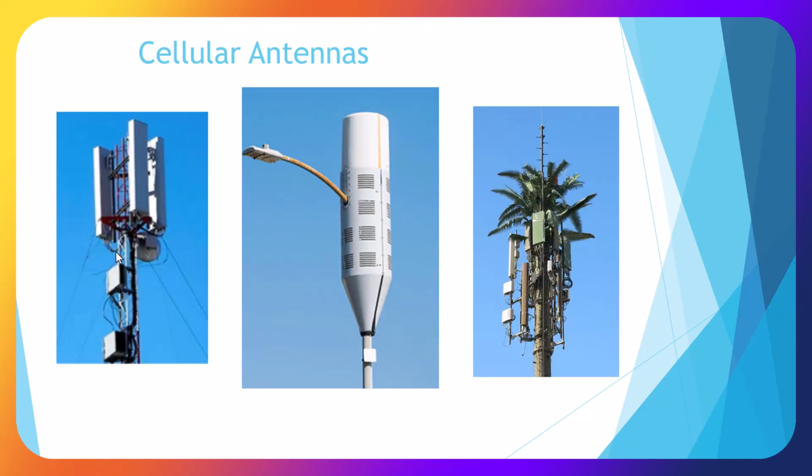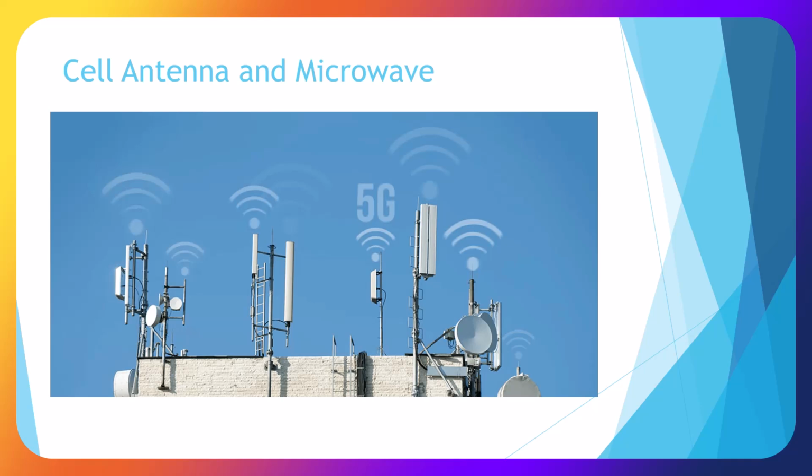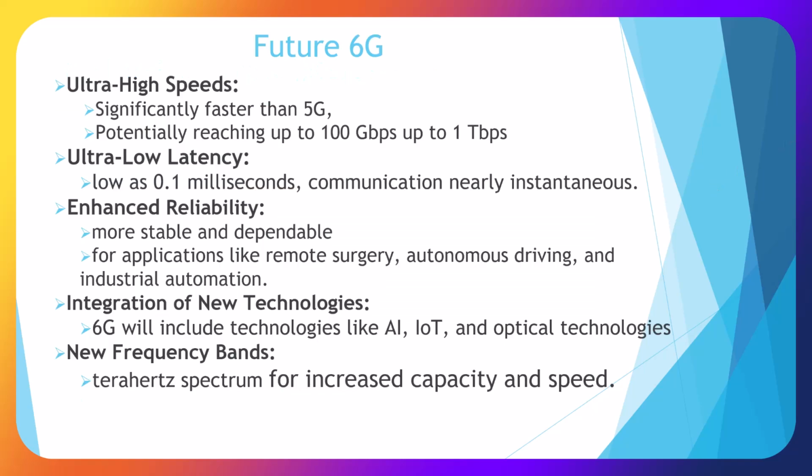Here is our 4G antenna or earlier. Here's a 5G antenna on a light pole, so it's much smaller antennas. And then you see one where they try to disguise it as a tree. Here's probably a base station with antennas. These little guys are 5G probably, but you can see the microwave antennas which are communicating to other cells or base stations. Okay, let's look at future 6G.